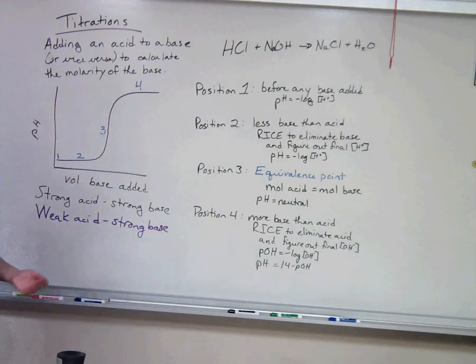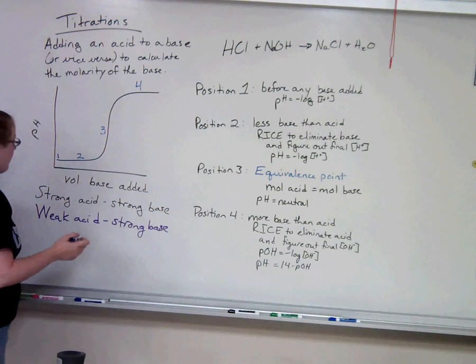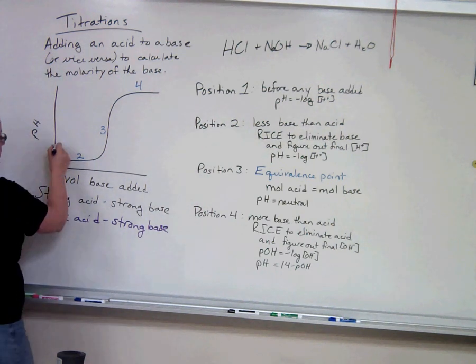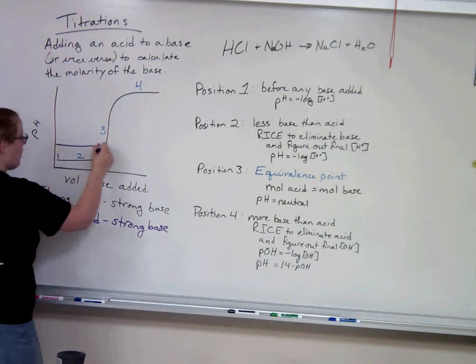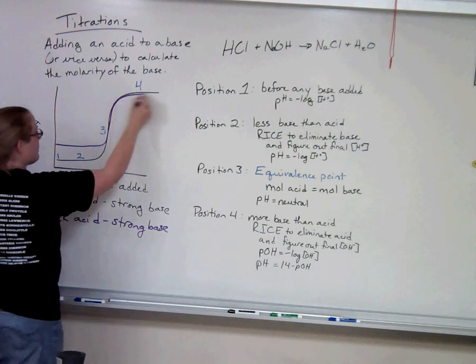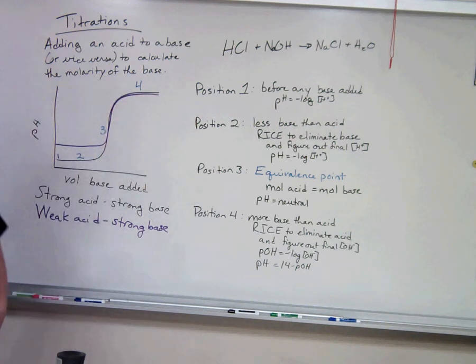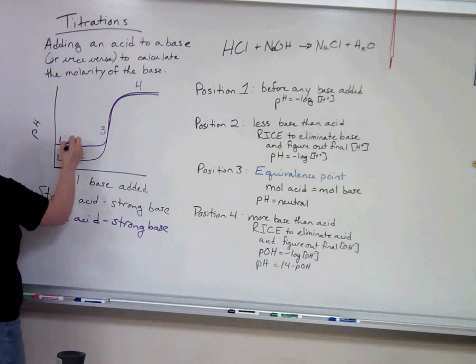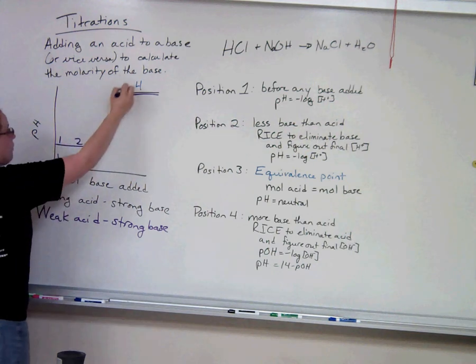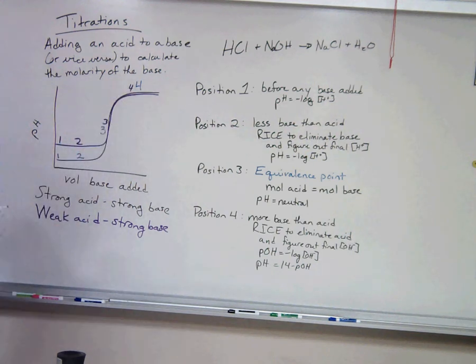What's going to be different? Well, for one thing, the pH is going to start off higher. But it's going to end in the same place because we're still using a strong base. Now we still have positions 1, 2, 3, and 4. However, calculating the pH is going to be different because it's now a weak acid.